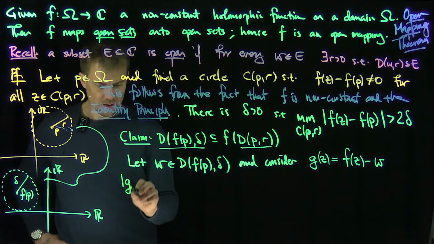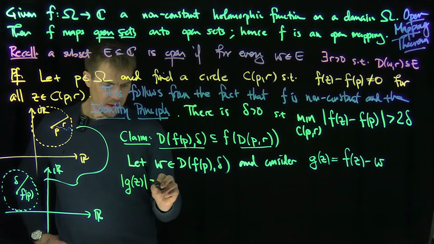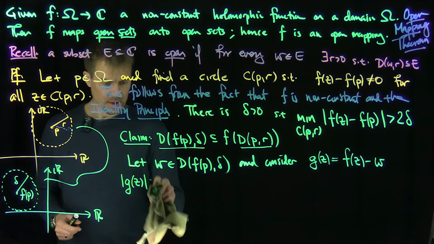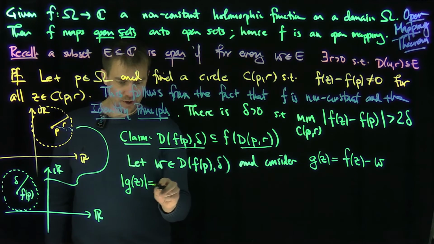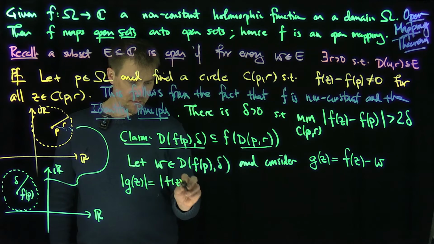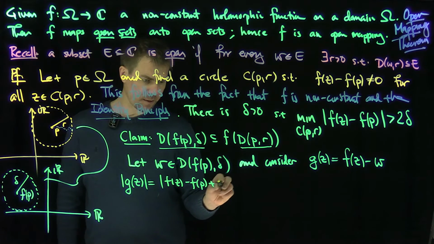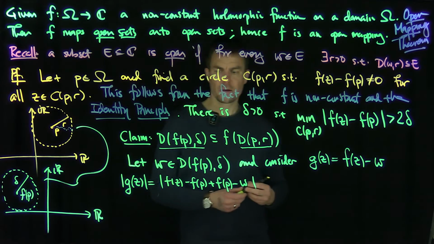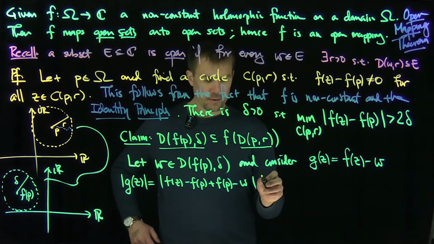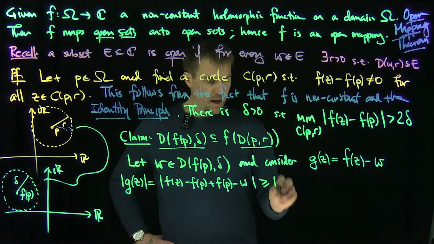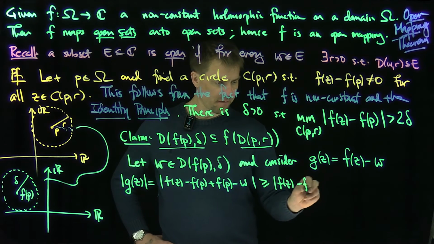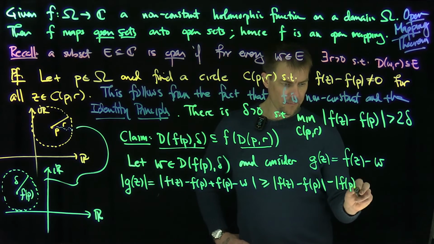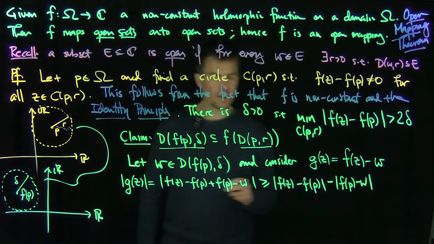So let's take a look at g(z) is bigger than or equal to what? Well, let's not spoil the surprise. Let's just say what it's equal to. The modulus of g is equal to the modulus of f(z) minus f(p). There was no f(p) in there, so I'm going to throw in another f(p) minus w, like that. Excellent. And so now this, of course, is bigger than or equal to the modulus of f(z) minus f(p), and then minus the modulus of f(p) minus w, by the triangle inequality, okay?